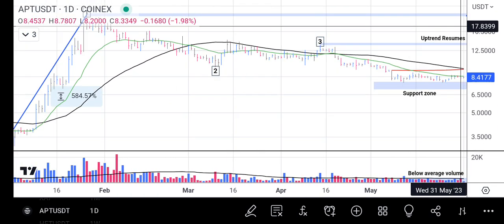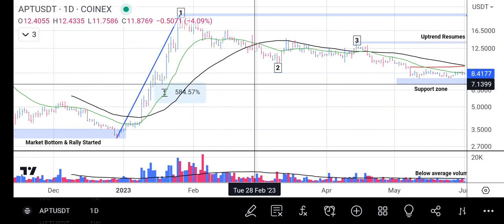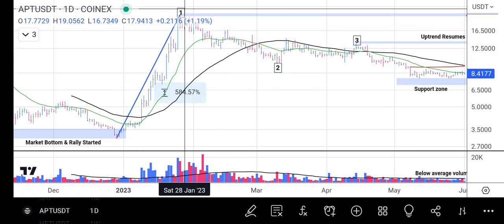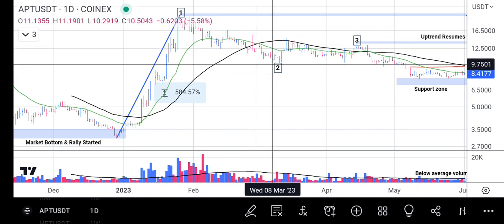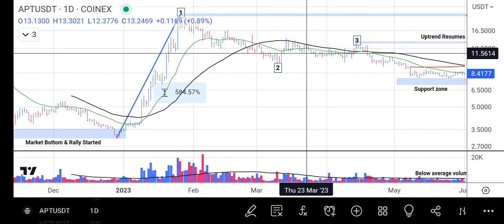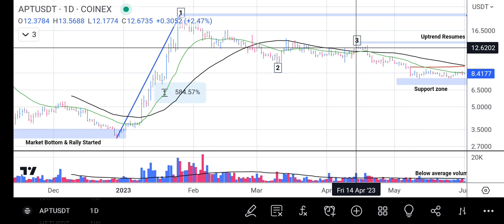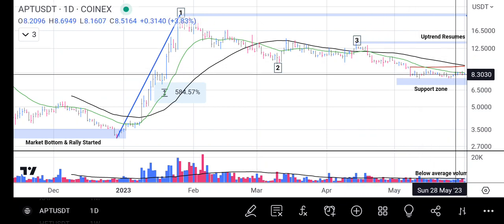When you look at this chart from the left side, you can see the market bottom, and it had a rally of about 584% increase from the market bottom to point 1. That's the first leg move of the rally, but the sellers fought back a little bit and pushed the price to point 2. The buyers rallied it up a bit, and the sellers and buyers dragged it in between point 3 before it finally dropped down to the support zone, which is where we are at the moment.